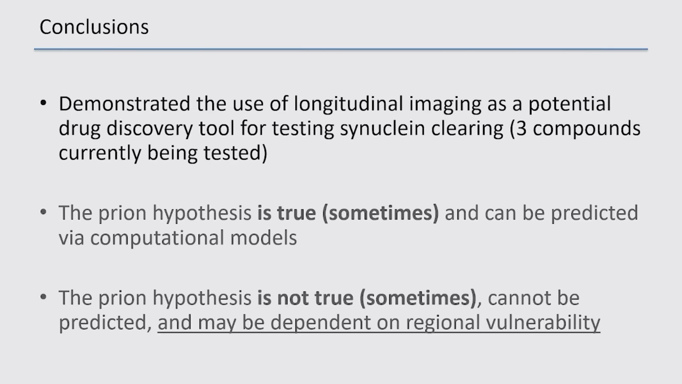So I think the conclusions are, we've demonstrated that the use of longitudinal imaging is a potential drug discovery tool for testing synuclein clearance, and we're actually using this methodology to test 3 different compounds at the moment. The prion hypothesis is true sometimes and can be predicted via computational models. And then we still have a lot to learn about this, and I think we can learn from these other types of bespoke experimental paradigms to improve our understanding of how synuclein propagates and causes neurodegeneration.